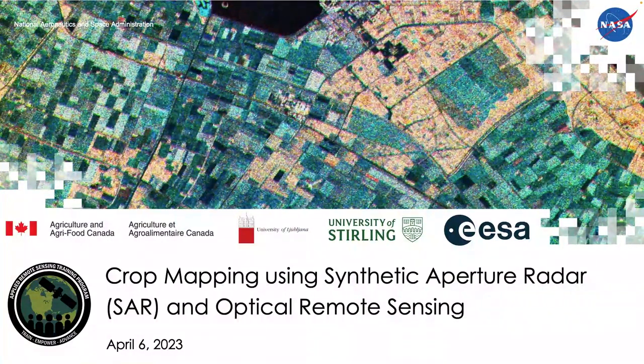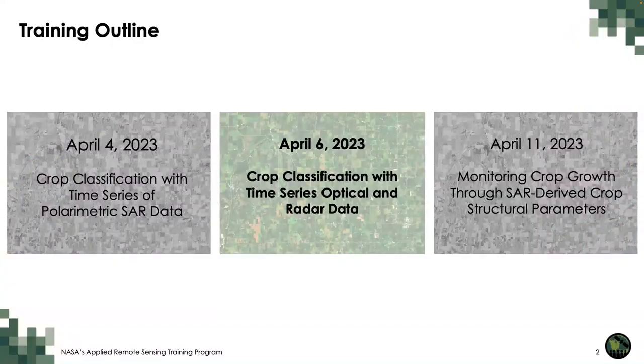Welcome to the second part of the ARSET training, crop mapping using synthetic aperture radar and optical remote sensing. On Tuesday, April 4th, we learned from Dr. Marino how to pre-process SAR data, run Python code for machine learning of multi-temporal SAR data to classify different crops, and evaluate the accuracy of the classifiers.